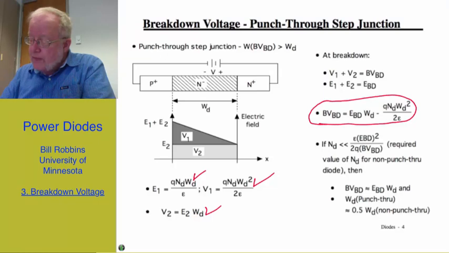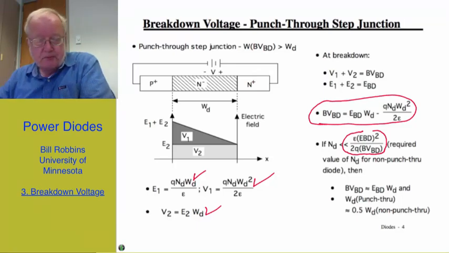And if we have a low doping density, N sub D much less than this factor right here, which is the value that is required for a non-punch-through diode, then the breakdown voltage is roughly equal to the breakdown field strength times the depletion layer thickness, and the width W sub D of the drift region is about half of that for the same breakdown voltage if we were using a non-punch-through structure.